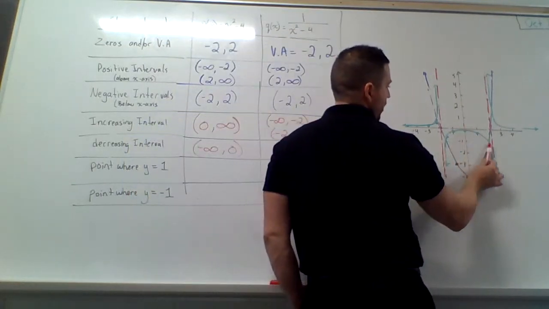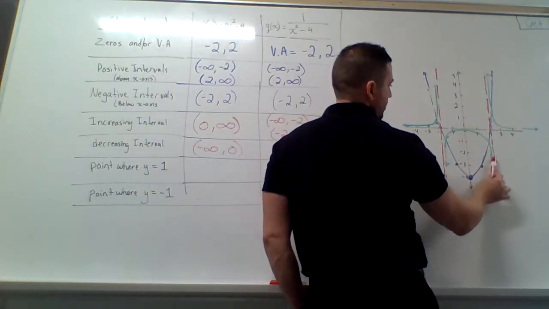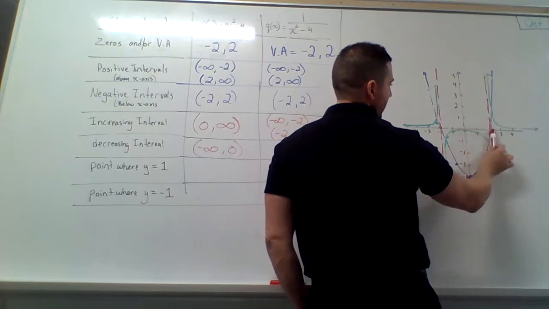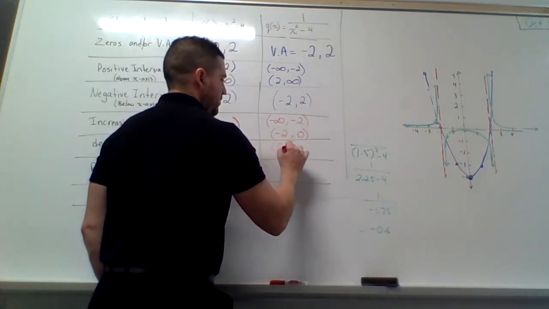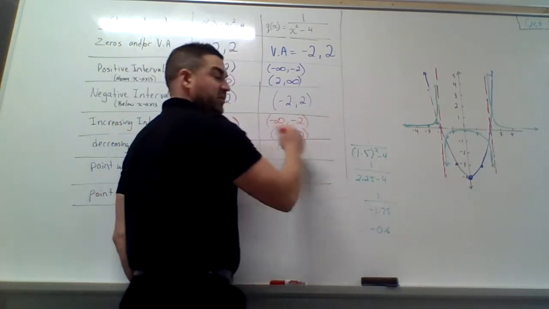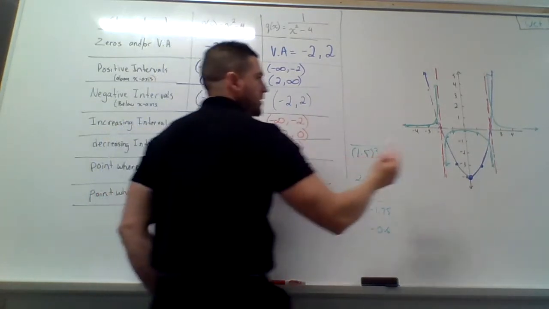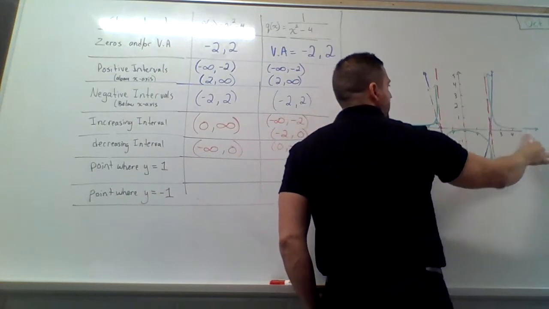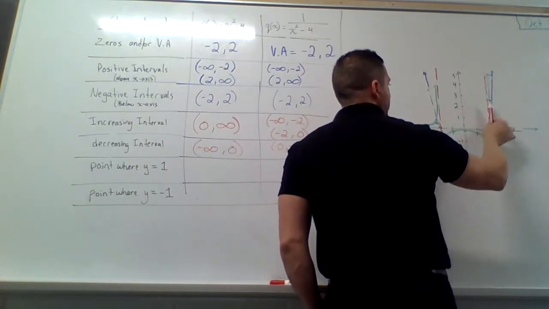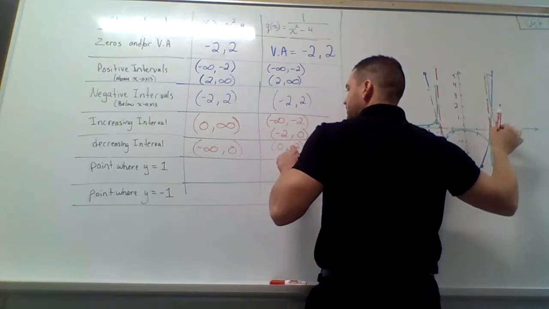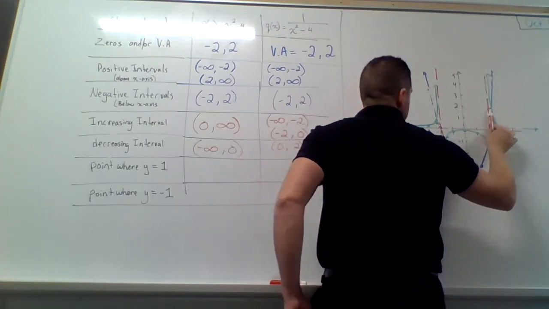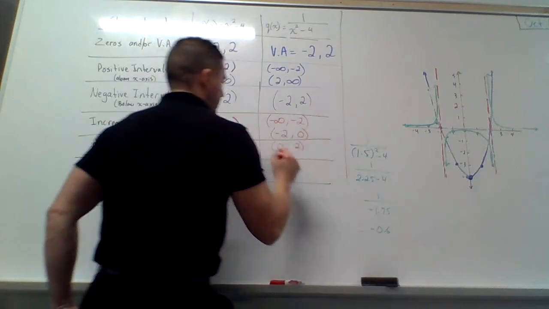Decreases from this part onwards. So from 0 to -2. Looking at the x values, from 0 to -2 it decreases. Remember, these are intervals, not points, and it decreases here. And from +2, so I assume from +2 to positive infinity.